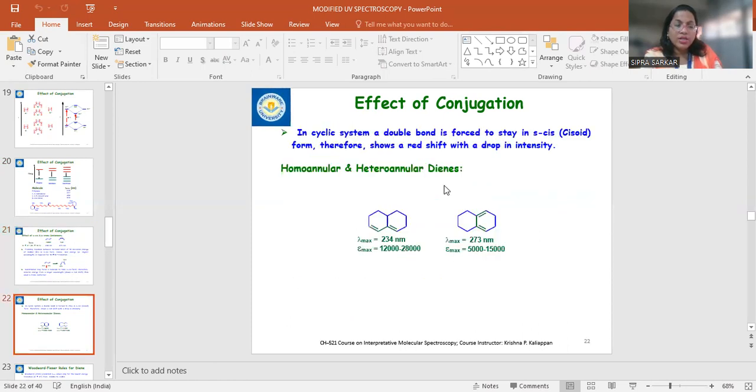So the effect of conjugation you have studied. In a cyclic system, a double bond is forced to stay in the cisoid form, and therefore shows a red shift with a drop in intensity. Here is the example: homoannular and heteroannular. Homoannular means the lambda max of this compound is lower than that of the heteroannular. The heteroannular system sometimes has a higher lambda max.